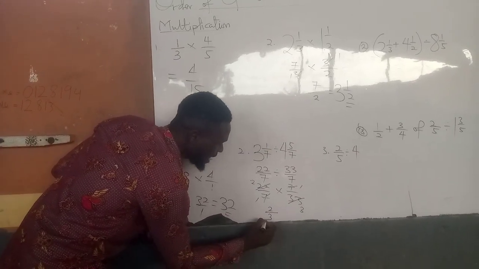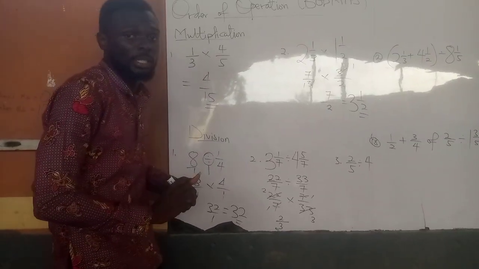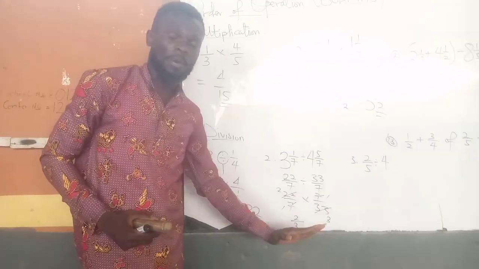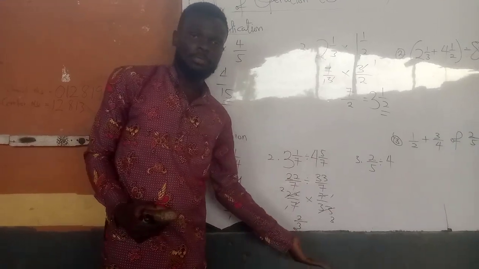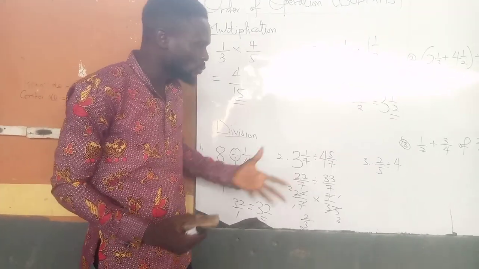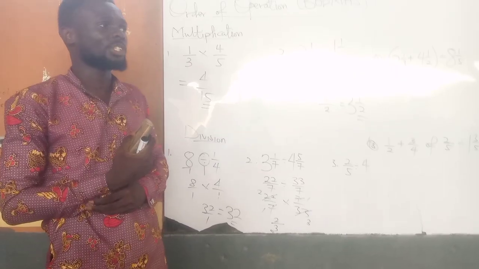So this fraction is a proper fraction. 2 over 3 is a proper fraction. So I have nothing to do again because I've already simplified. And that is what we say division of fractions are.